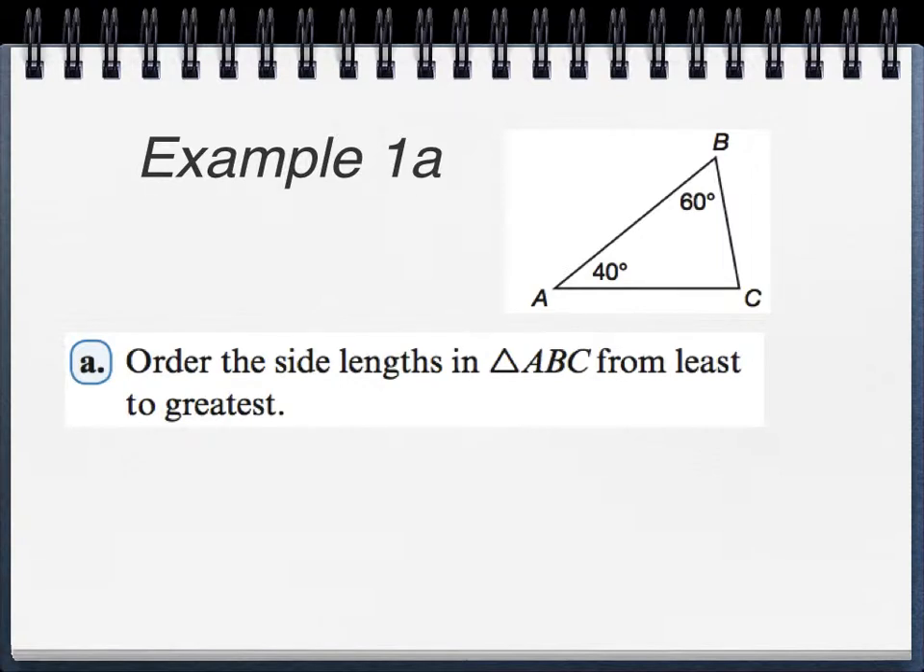To order the side lengths of this triangle, we need that third angle C's measure, which is going to be 80 degrees, from the triangle sum theorem. Now the shortest side would be opposite the smallest angle. So the side lengths go BC shortest, then AC, and the biggest being AB.